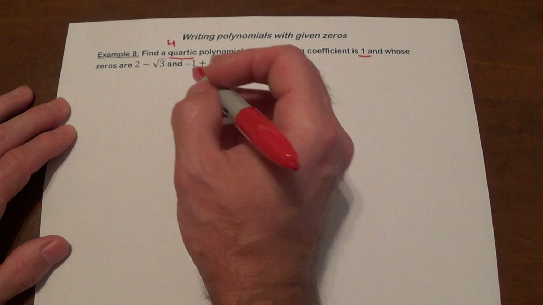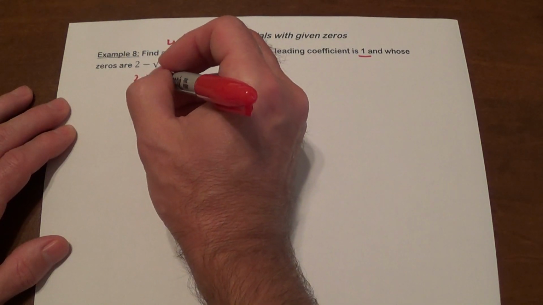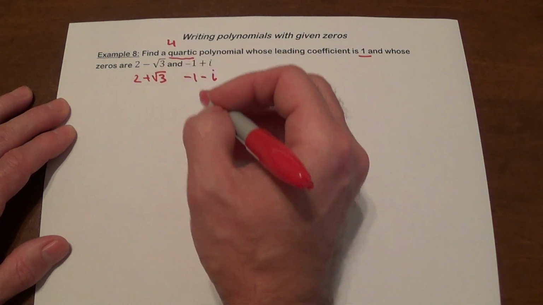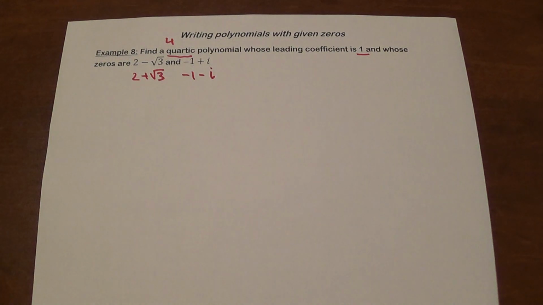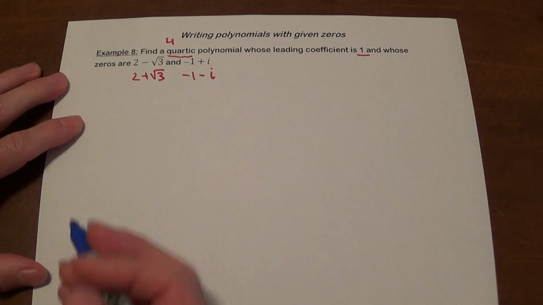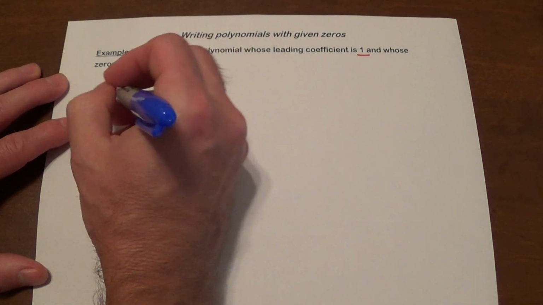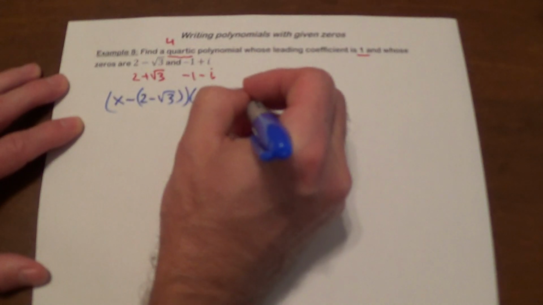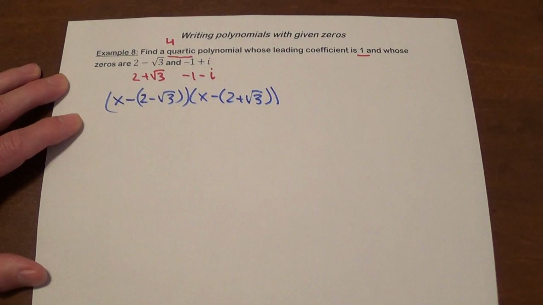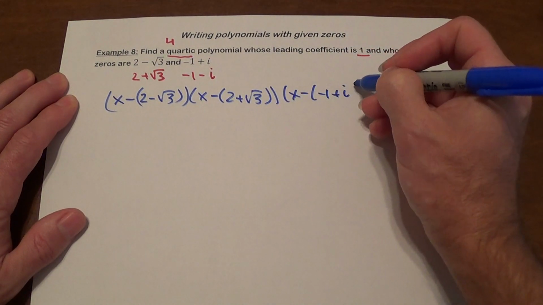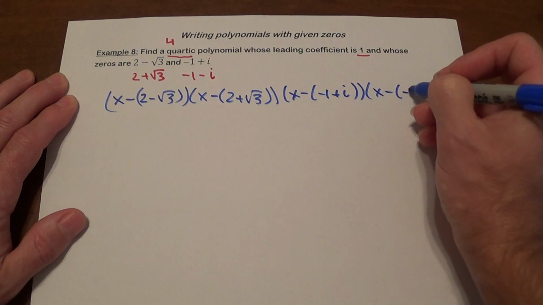So what else is going to be 0 here? It's going to be 2 plus square root of 3, and you're going to have negative 1 minus i. 1, 2, 3, 4. This is what it's going to have to be if you want to have a polynomial without any complex coefficients or irrational coefficients. So x minus 2 minus square root of 3, x minus 2 plus square root of 3. So that's for the first two. Then we're going to have x minus negative 1 plus i and x minus negative 1 minus i.